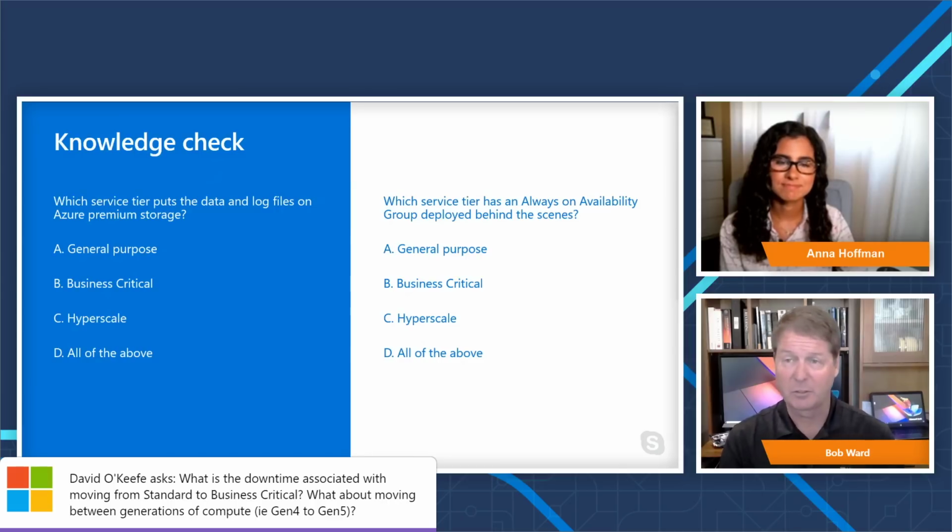So moving from standard to business critical is kind of like a scaling operation in a way, correct? And same thing between hardware generations. So if you think about GP, we've got things on Azure Standard Storage, and if you go to business critical, we need to go set up those replica systems, right? So we have seeding involved. So the larger the databases are, the longer that operation could potentially take. But be aware of this.